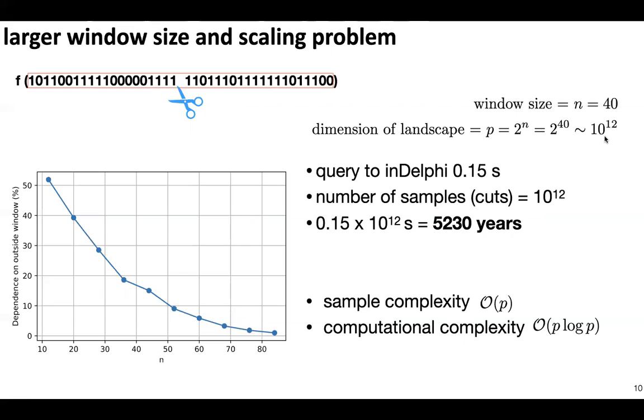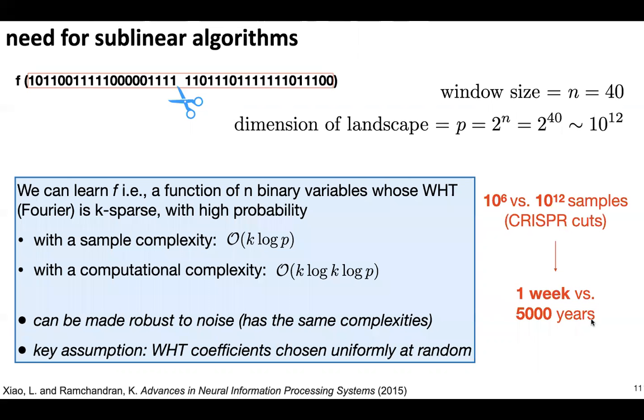Therefore, there's a need for algorithms that have sublinear sample and time complexity, ones that grow logarithmically with p rather than linearly. Fortunately, fast and sample efficient algorithms have been developed using ideas from signal processing and coding theory, which can learn the landscape F in sublinear time and sample complexity, provided that F is sparse in the spectral domain. And this is something that we have already seen happens in the CRISPR DNA landscape.